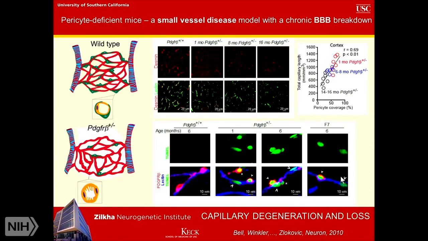etc. So going back to the slide that I just missed, I want to say that our model is PDGFR beta plus/minus mice. That's the receptor on pericytes, the green cells, which actually get signals from endothelium, from PDGF-BB, and then form vascular networks. So you see age-dependent progressive loss of pericytes and progressive loss of capillaries. So it's a capillary degeneration model.